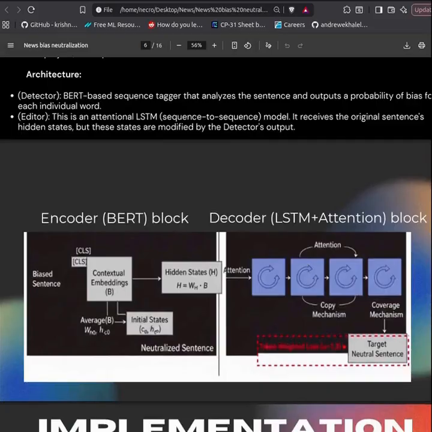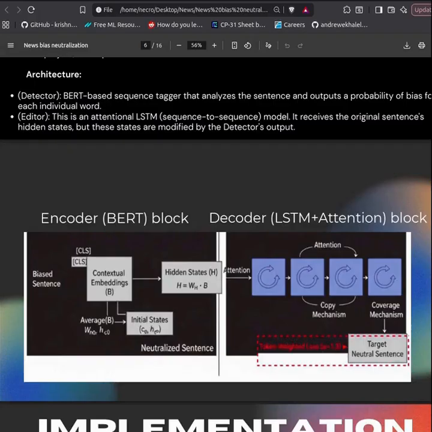On the left, we have a BERT encoder, which takes the biased sentence and produces contextual embeddings. These are processed into hidden states for the decoder to attend to. The decoder on the right is an LSTM block that generates the neutralized statement one word at a time. It uses attention to look back at the encoder's hidden states, and the copy mechanisms help to copy important words such as names and dates.